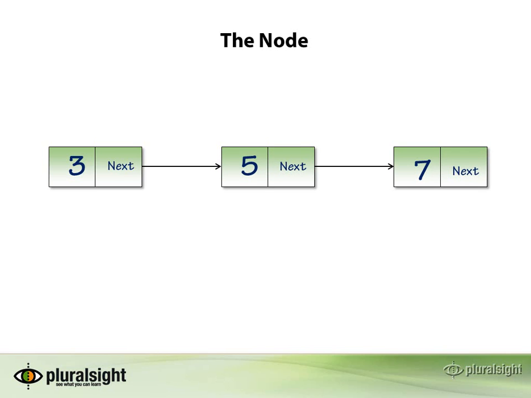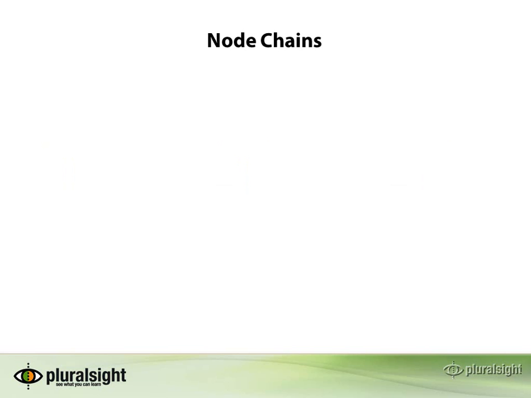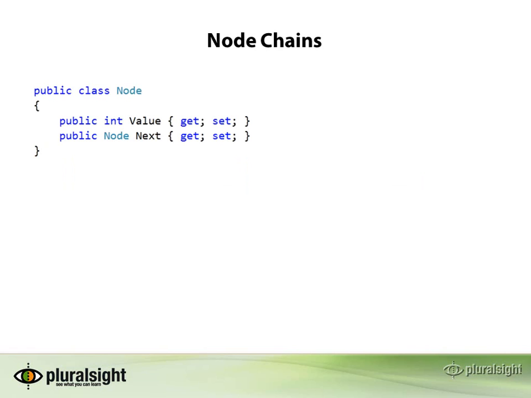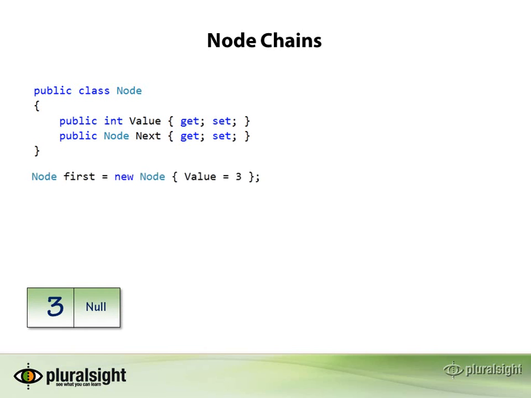So let's look at some code and see how a node object might be defined and how the linking process might take place. As we saw in the previous slide, the node class has two responsibilities. It holds a value, or in this case an integer, and provides a pointer or a link to the next node in the chain. Let's start by using the node class by creating the first node in our chain. So we'll allocate a node with the value 3, and it's going to have the next pointer default to null.